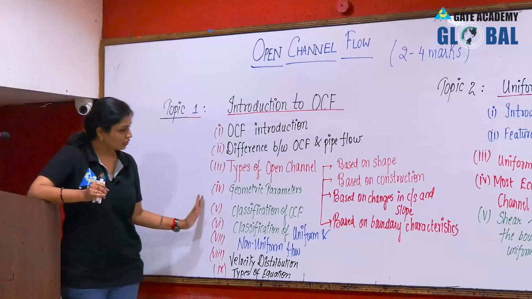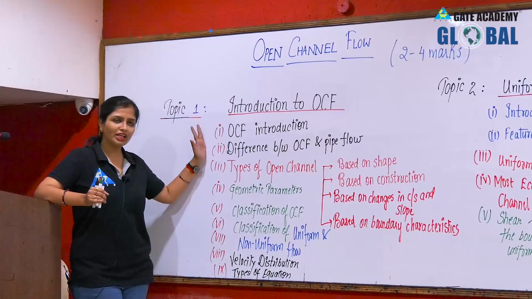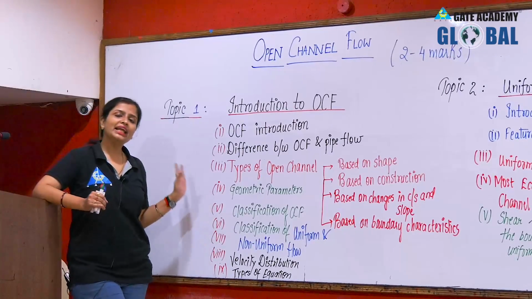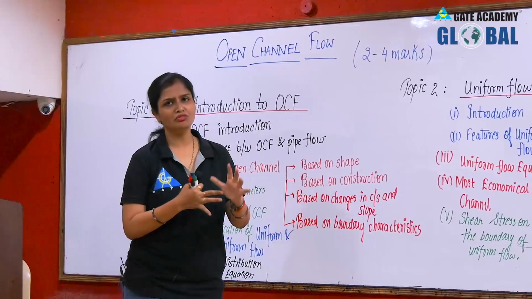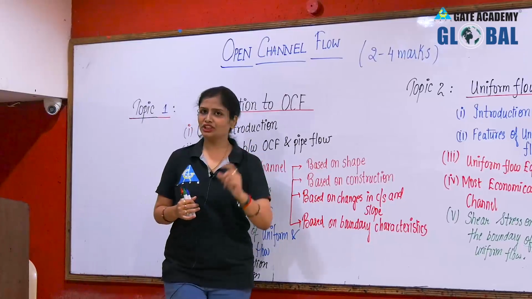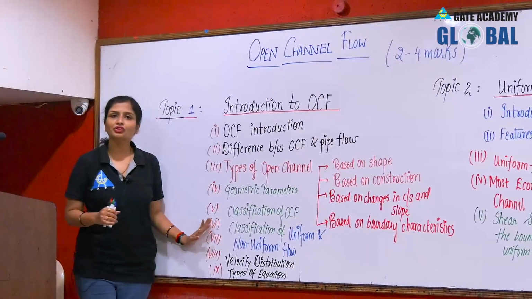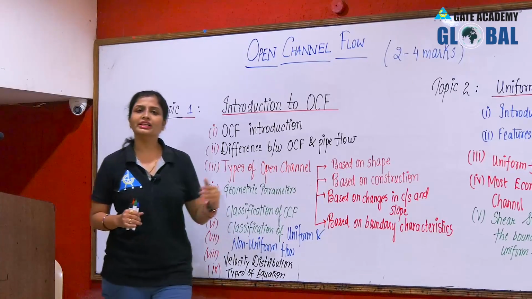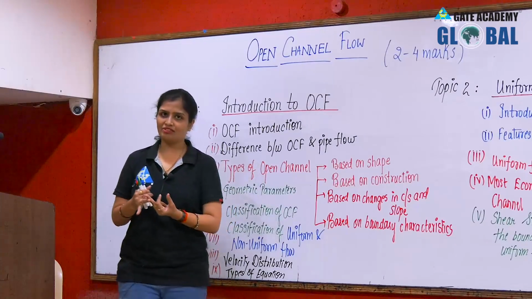After this, coming to the classification of open channel flow. Now how this introduction differs from your classification part. In classification we will be dealing with steady flow, unsteady flow, uniform flow, non-uniform flow. First their definitions, then their permutations and combinations. Moving on further, there will be classification of uniform flow and non-uniform flow, because in non-uniform flow there are further different classifications like gradually varied flow and rapidly varied flow.